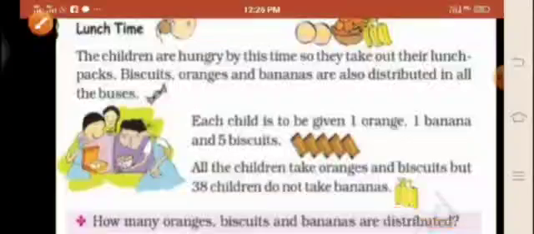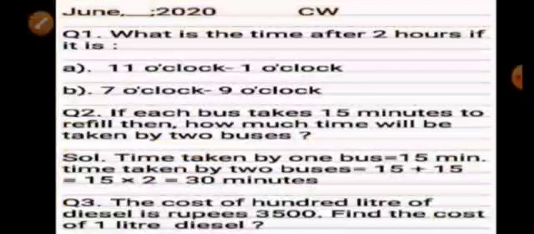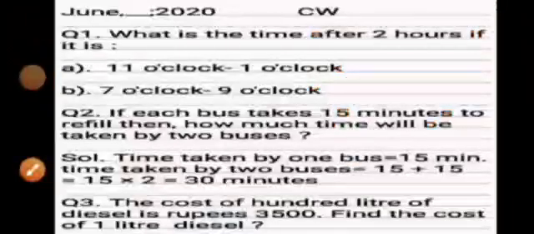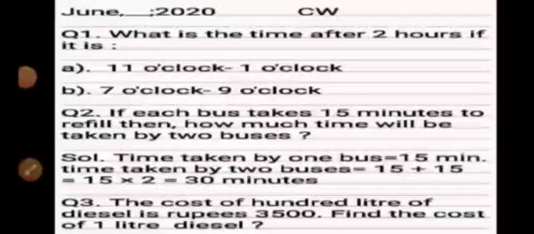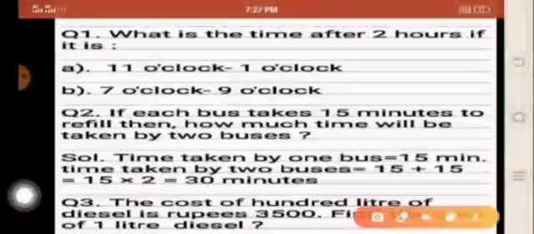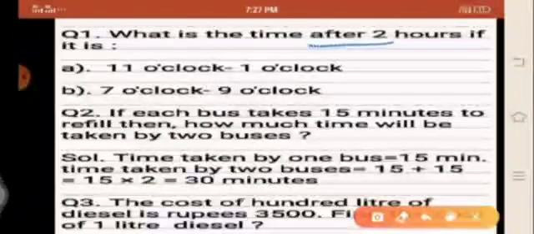Dear children, this is the end of reading. Now we will begin our class work. Is it clear? Okay. Now it's the time to do the class work. Write CW and date. So our first question is, what is the time after 2 hours if it is 11 o'clock?